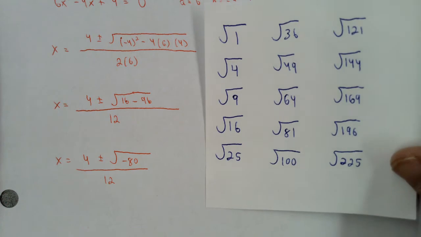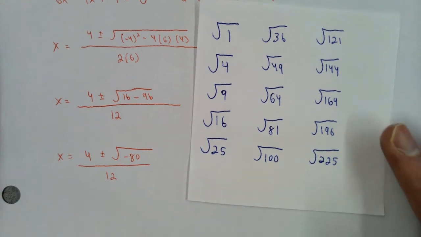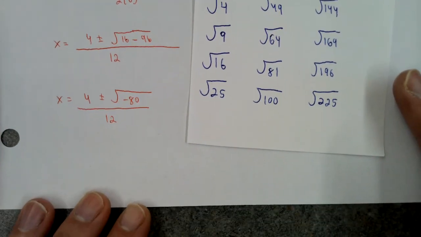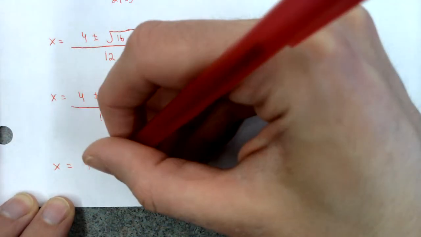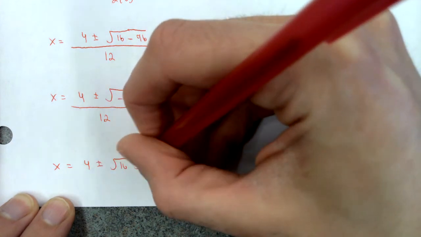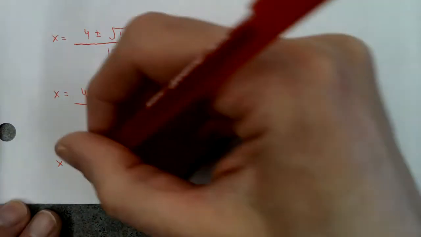Now we'll simplify the square root of 80 using the list of perfect square numbers. It's going to be 16 again. Okay, so here's what I'll do. x equals 4 plus or minus square root of 16, square root of 5, square root of negative 1, all divided by 12.